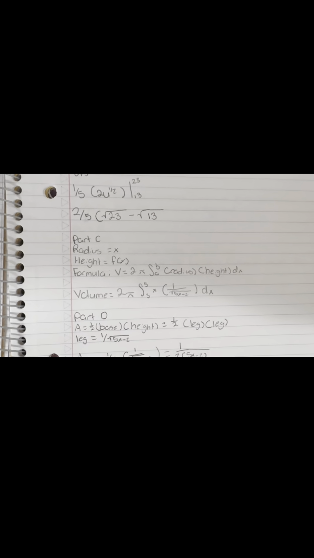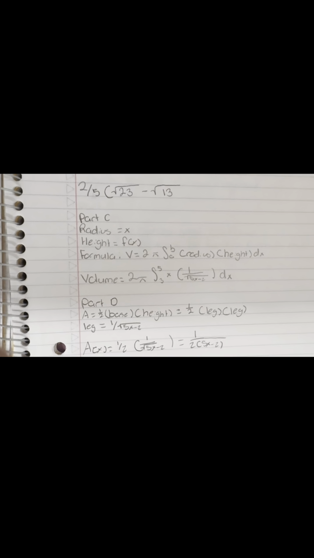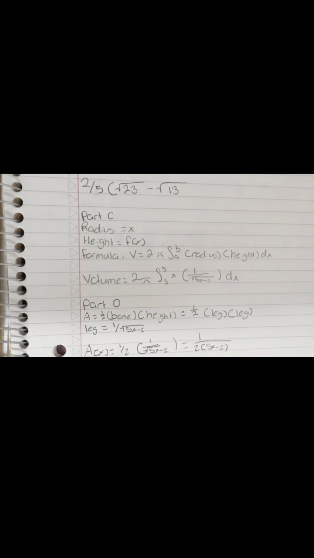For part C, radius equals x, height equals f of x, and the formula is V equals 2 pi integral from a to b of radius times height. So the volume would be 2 pi integral bounded from 5 to 3 of x, and then we multiply that by 1 over the square root of 5x minus 2.